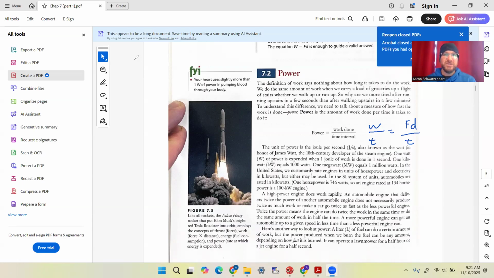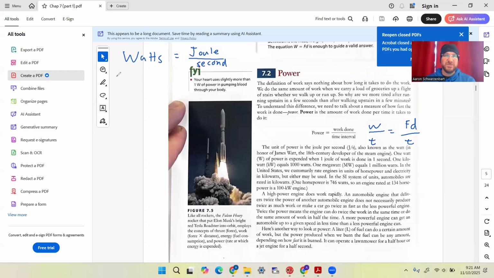The common unit of power is the watt, and watts are equal to a joule per second. Joules are the unit for energy or work. You'll often hear things in kilowatts. That's just 1,000 watts. Megawatts are a million watts. So we're just using general metric prefixes.